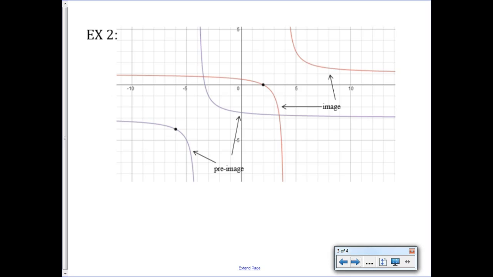All right, looking at this next one. It looks like the asymptotes aren't as visible on here. So if I look at the points this time, I'm at (-6, -4) for the pre-image, and I'm at (2, 0) for the image. So from -6 to +2, I move to the right 8, and from -4 up to 0, I moved up 4. Again, that's all you had to do.